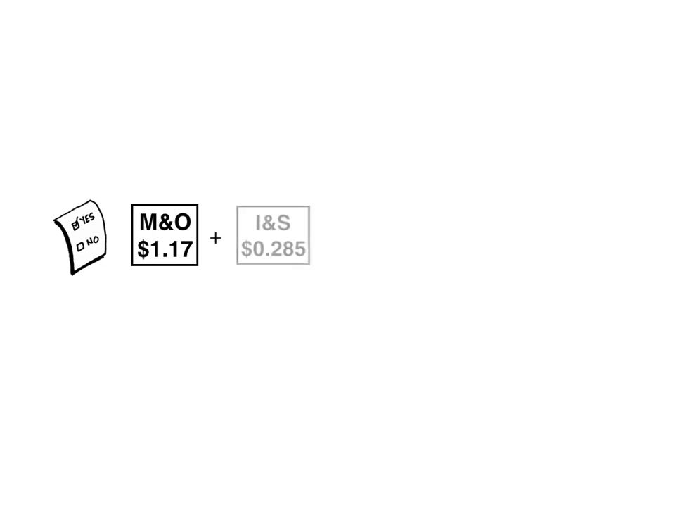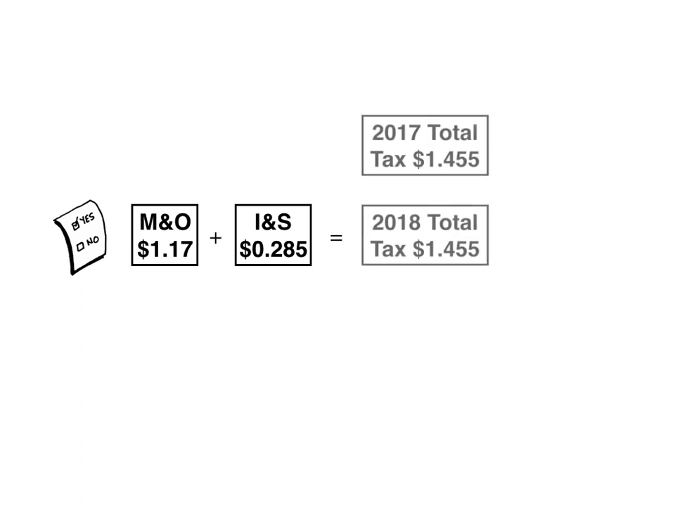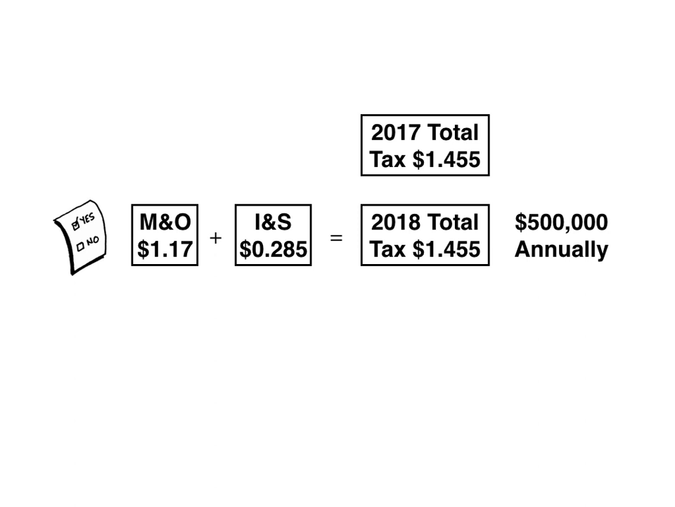The bottom line is this: if the TRE passes, the M&O tax rate will increase to $1.17, and the INS tax rate will decrease to $0.285, which keeps the total tax rate at $1.455, and the school district will receive an estimated additional $500,000 annually. If the TRE does not pass, the school district will not receive any additional funding.